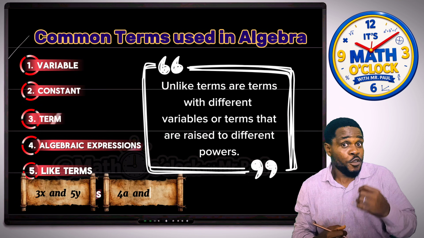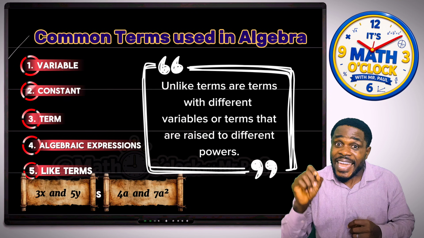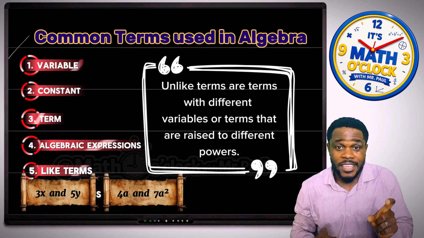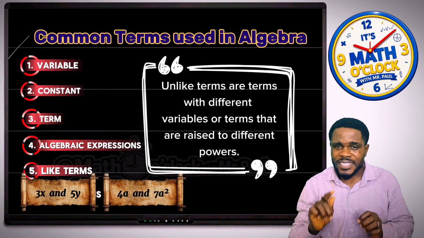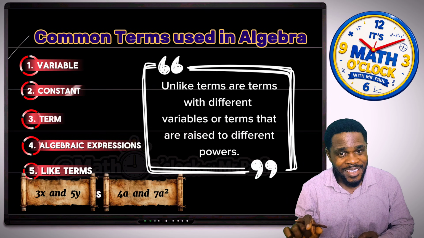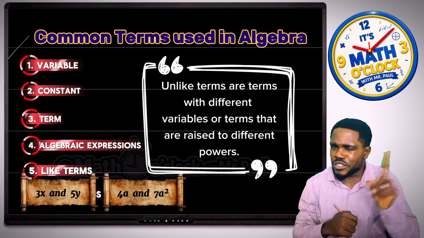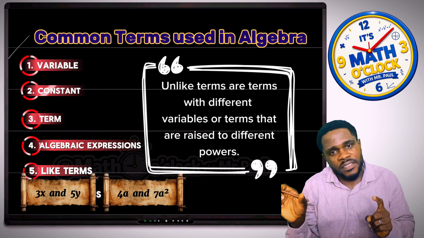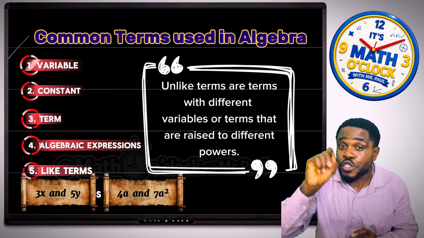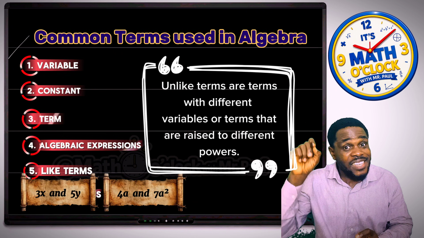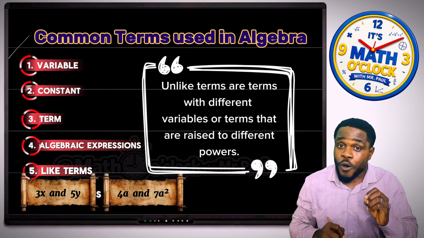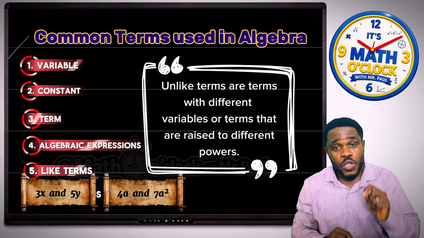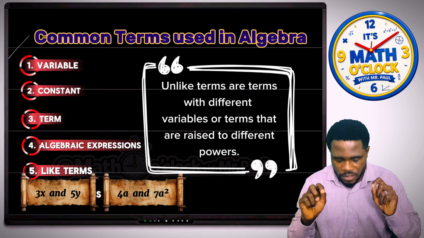Also, I could have 4a and 7a squared. This one is a tricky one. If you look at the variable in 4a, it is a, and the variable in 7a squared is also a, but they are not like terms. Please do not mistake them. Why? Because the variable in 7a squared is raised to the power of 2, while on the other side we have 4a. So you see that their powers are not the same. Therefore, they are also considered to be unlike terms.